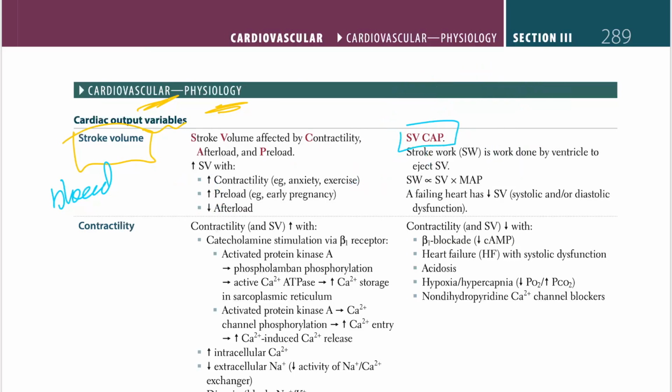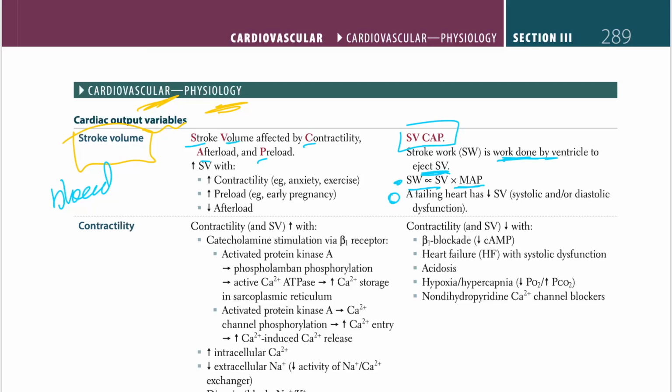Okay, looking on the right side, what do we have? SV CAP is a mnemonic. SV CAP basically says right here, stroke volume is affected by contractility, afterload, preload. Okay, stroke work, SW, is the work done by the ventricle to eject stroke volume. Almost the same thing, just now it's the work. So stroke work is directly proportional to your stroke volume times the mean arterial pressure, the MAP.